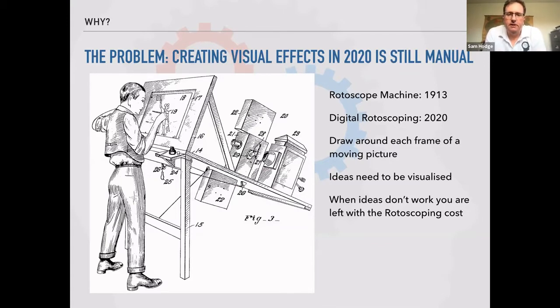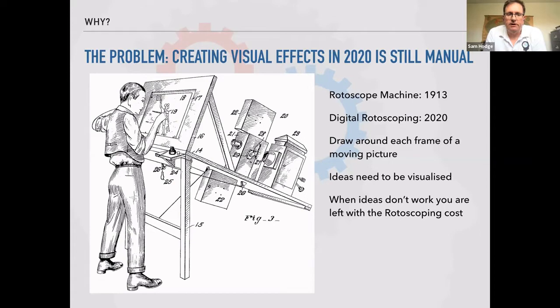So rotoscoping is a term used by the machine made by Max Fleischer back in 1913. And a rotoscope is actually a machine that presents a projection of a frame of film onto a surface, so the person standing in front of the rotoscope can trace around it and get a representation of the image as a drawn image. And so with digital rotoscoping, we've fast forwarded, we're up to 2020, and the problem is pretty much still the same thing.